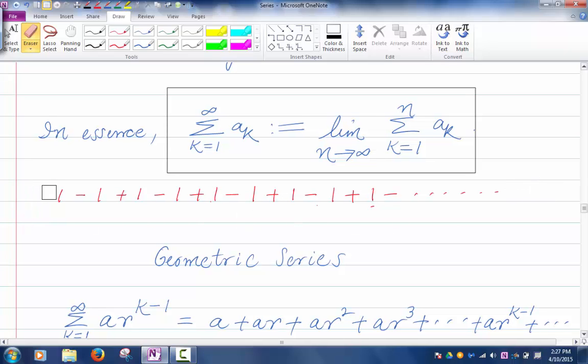Let's think about what the nth partial sum of this series is. I'm going to look at the even partial sums and the odd partial sums. So what is the nth partial sum? It is basically 1 minus 1 plus 1 minus 1 plus and so on. What's the last term? It will be 1, but multiplied with what? Negative 1 to the what?